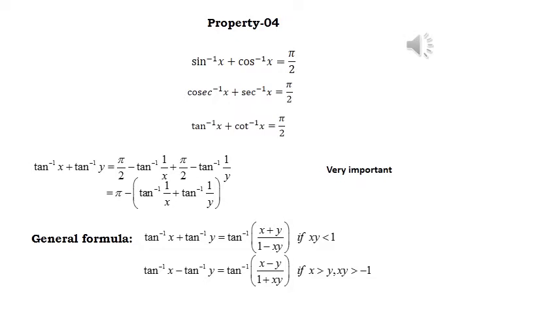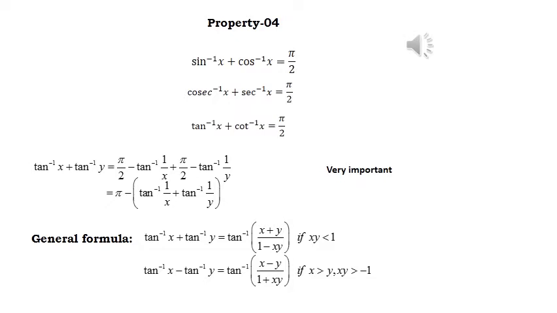The second set of complementary property, cosecant and secant. Cosecant inverse x plus secant inverse x always pi by 2 only in the domain. And third property, tan inverse x plus cot inverse x equal to pi by 2. All the three properties are applicable only in the respective domain.